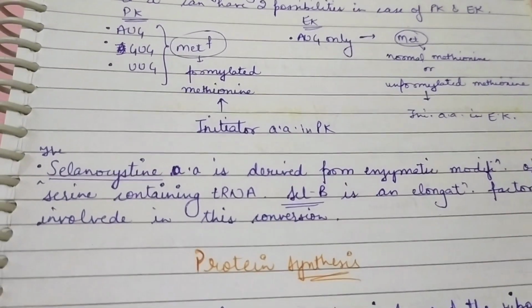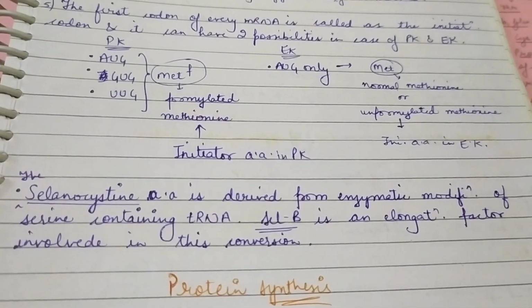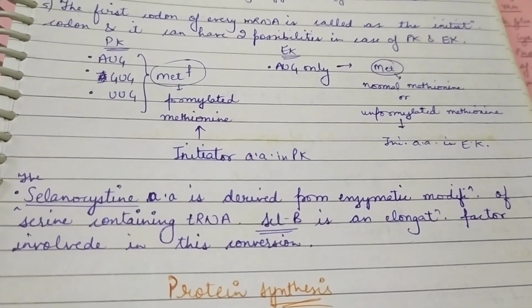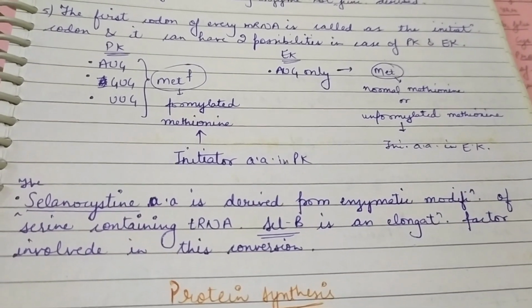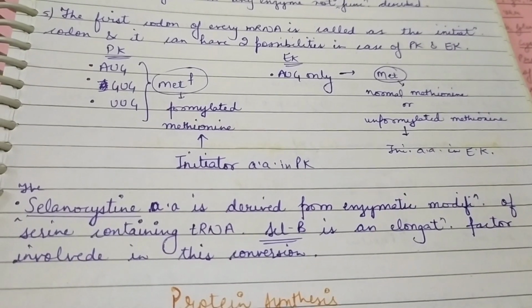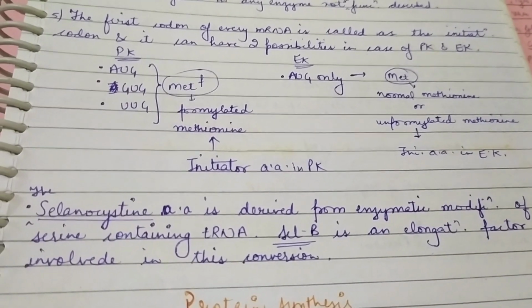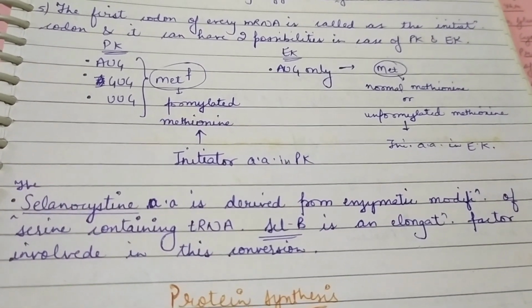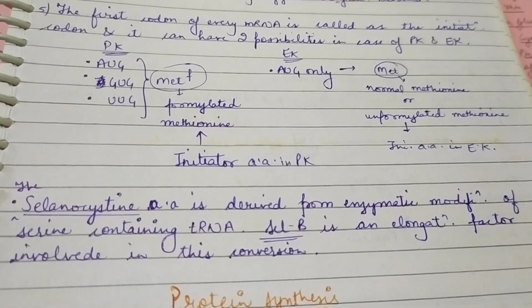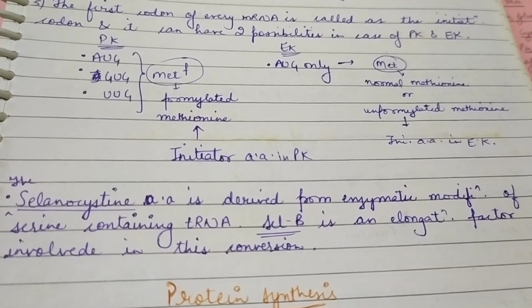Okay, and the selenocysteine amino acid is derived from enzymatic modification of serine. The name might suggest it comes from cysteine, and the structure may also look like that, I'll show you the structure later. It's just cysteine with selenium at the end. But actually selenocysteine is derived from the enzymatic modification of serine on its tRNA, and SelB is an elongation factor that is involved.